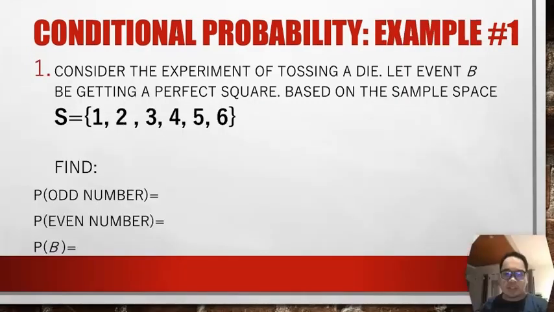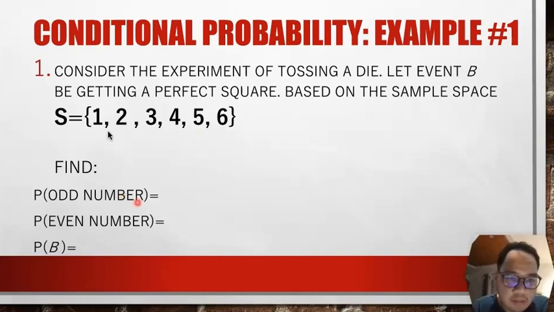So let's put this in consideration. Say we consider the experiment of tossing a die. Let event B be getting a perfect square. We know perfect squares as numbers wherein if we get the square root of them, it gives us an integer. Like the square root of 9 is 3, the square root of 16 is 4. In this example, let's consider B to be getting a perfect square. So we find the values here. For the probability of odd numbers, we know the odd numbers are 1, 3, 5 in this scenario.